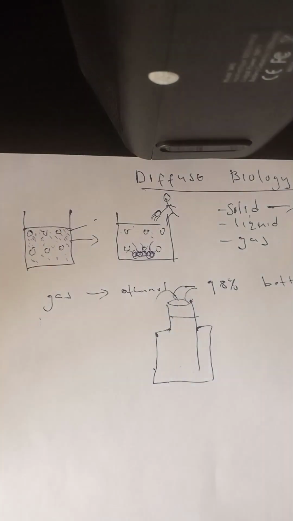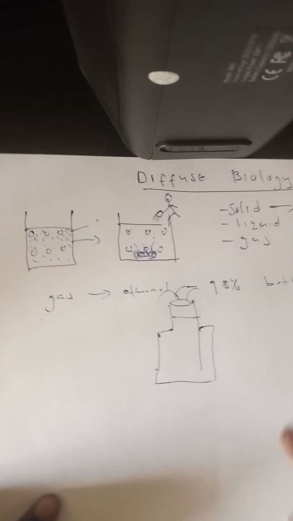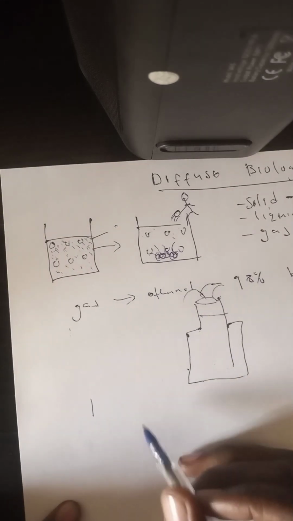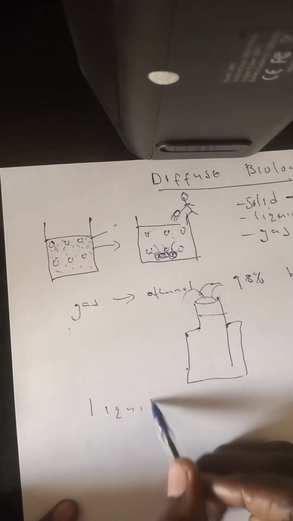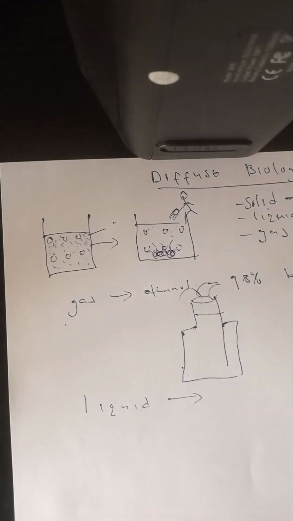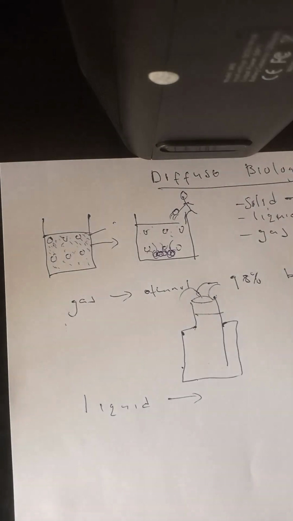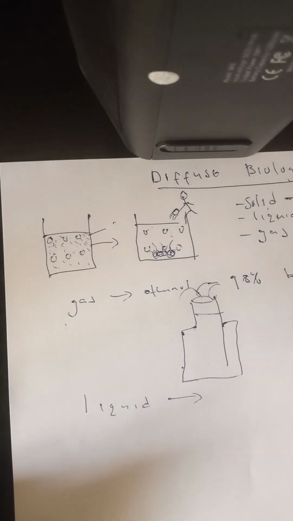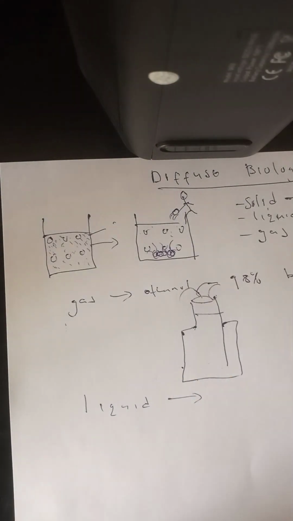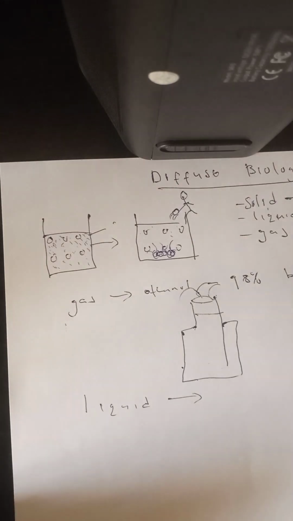So that's about gas. Then going to liquid. Liquid, I'm going to write it here. Now liquid, you can just get a beaker. This is another experiment, by the way. You can get a beaker and water and potassium permanganate. If you don't have potassium permanganate, you can just get any color, or you can get a leaf, pound it, then the chlorophyll, you can use that.